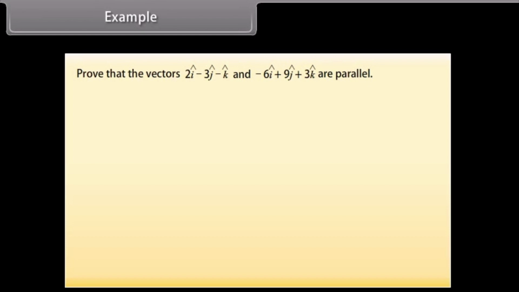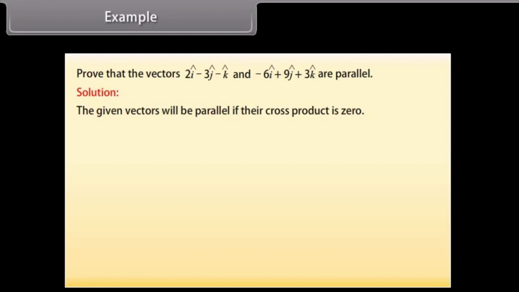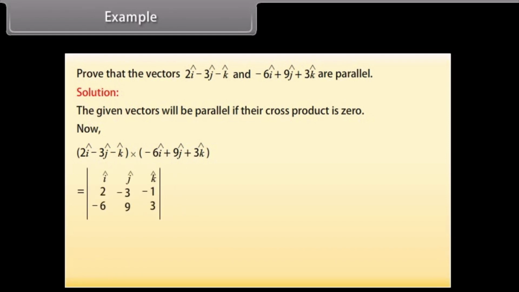Example. Prove that the vectors 2 cap i minus 3 cap j minus cap k and minus 6 cap i plus 9 cap j plus 3 cap k are parallel. Solution. The given vectors will be parallel if the cross product is 0. Now, (2 cap i minus 3 cap j minus cap k) cross (minus 6 cap i plus 9 cap j plus 3 cap k) equals the determinant with the first row cap i, cap j, cap k.